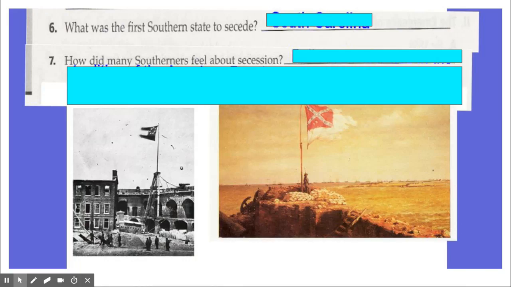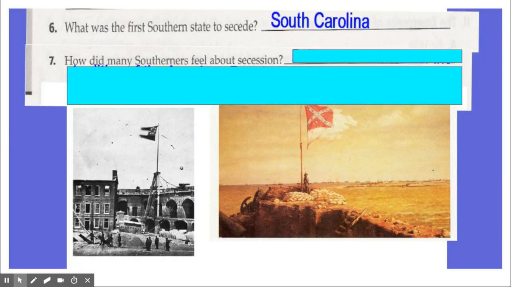Number 6, what was the first Southern state to secede from the Union? And that would be the state of South Carolina. They did so after the election of 1860, and so they get the credit as being the first to leave.